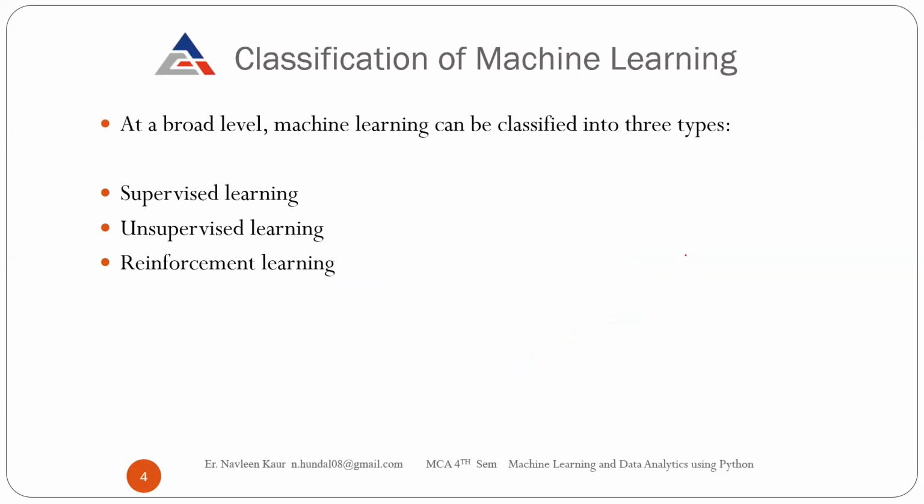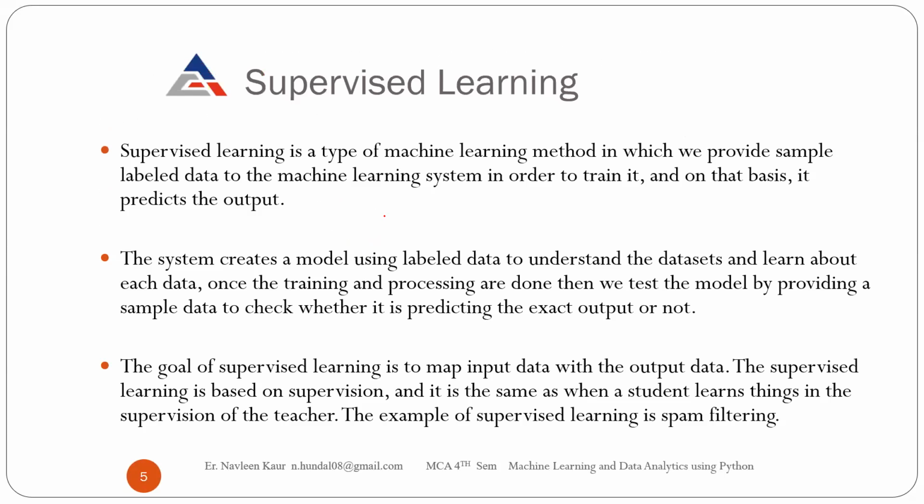So, classification of machine learning. You can classify it as this figure has already classified it. There are three categories into which you can classify your machine learning: supervised learning, unsupervised learning, and reinforcement learning. So first of all, what is supervised learning?